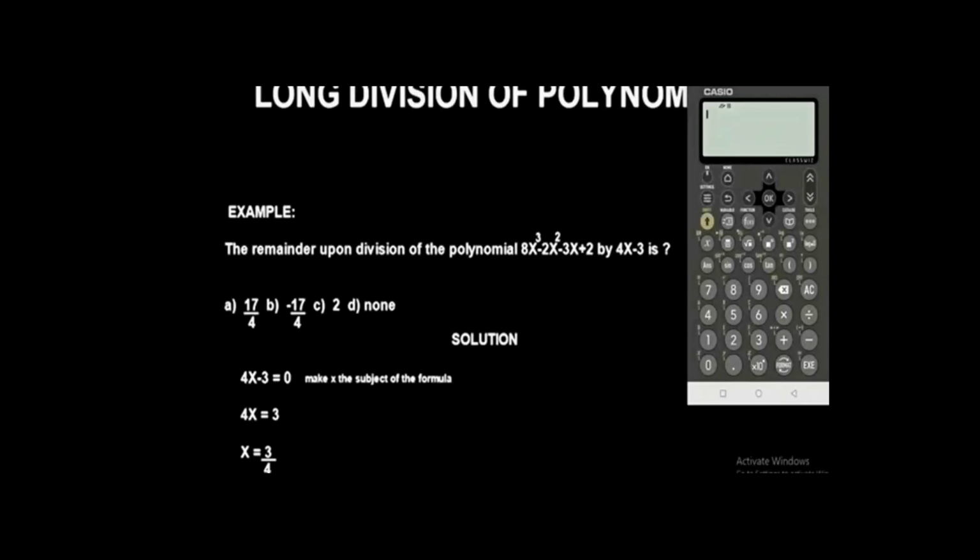We are going to learn how to solve long division of polynomial using the Casio Fx-991 CW scientific calculator in seconds for multiple choice questions. So let's get started. The question says the remainder upon division of the polynomial 8x cubed minus 2x squared minus 3x plus 2 by 4x minus 3 is what?